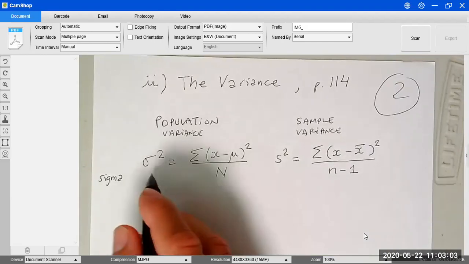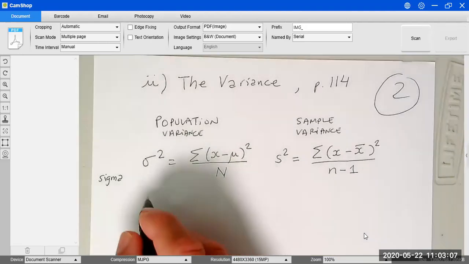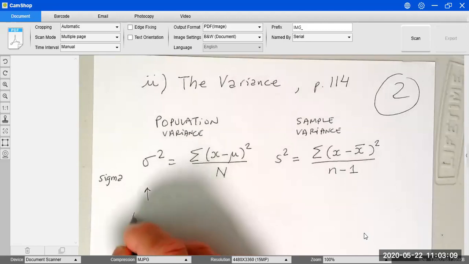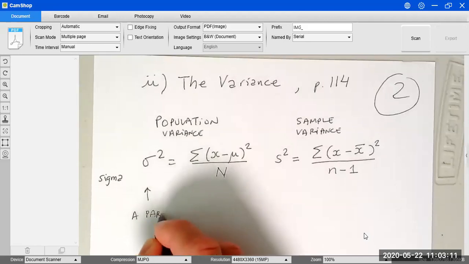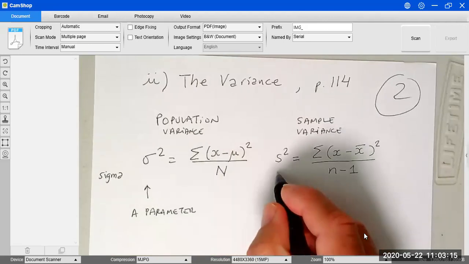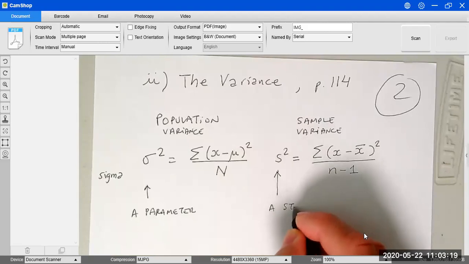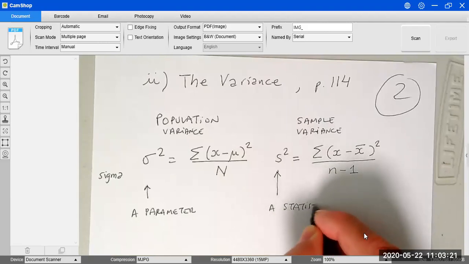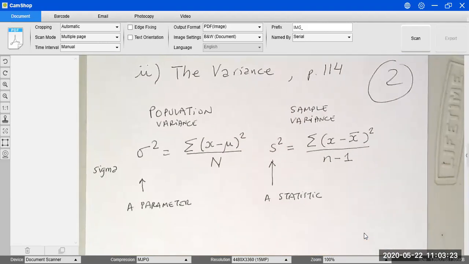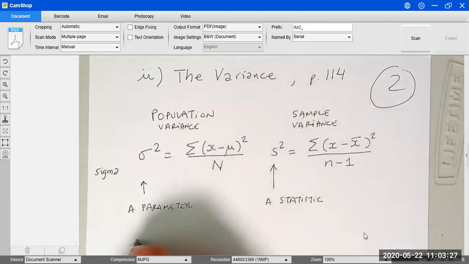Remember, when you are computing any value from the population, this is going to be a parameter, and if you are computing any numerical value from the sample, that is going to be a statistic. So those are the differences. This is the most important part. I'm going to write it just here before doing the examples.